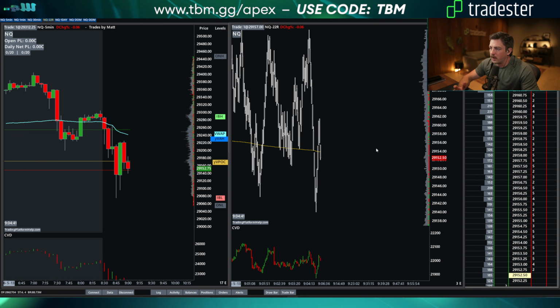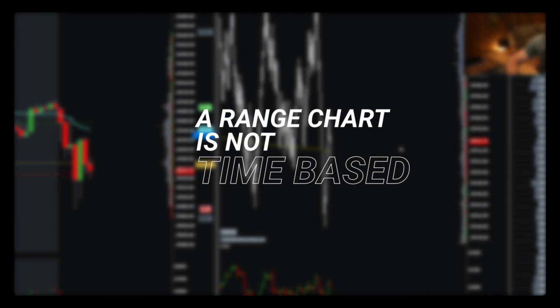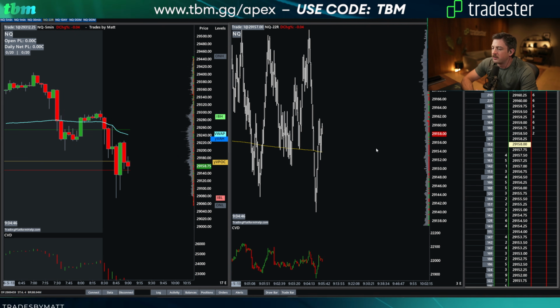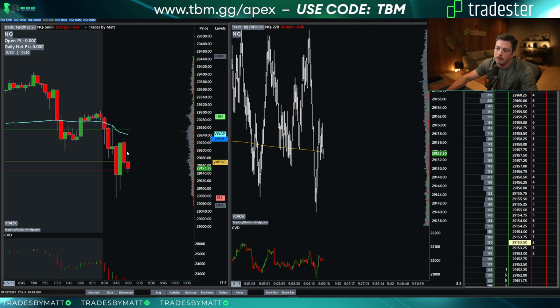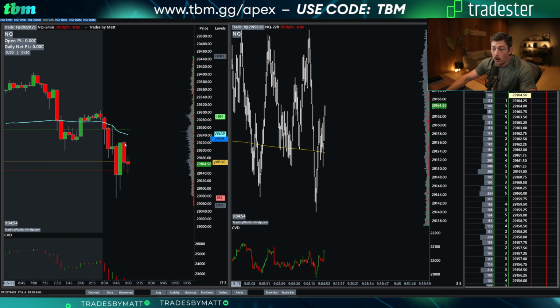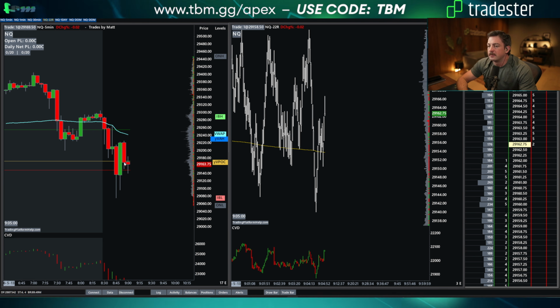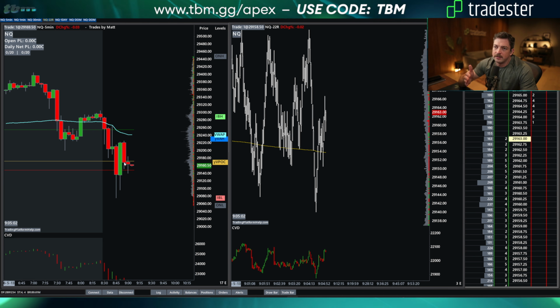So what is a range chart? A range chart is not time-based. That's super important to know about a range chart. On the left-hand side here, my 5-minute chart, we know that every bar is 5 minutes. We have the open, the high, the low, and the close, right? That's what makes up a candle. And each candle is 5 minutes because it is a 5-minute chart.